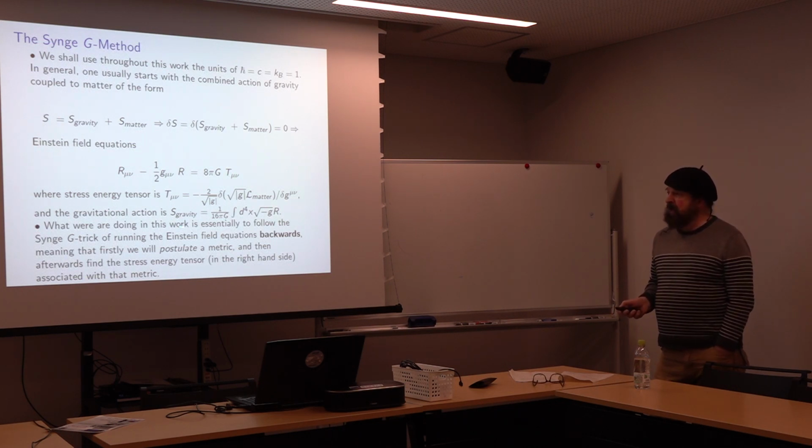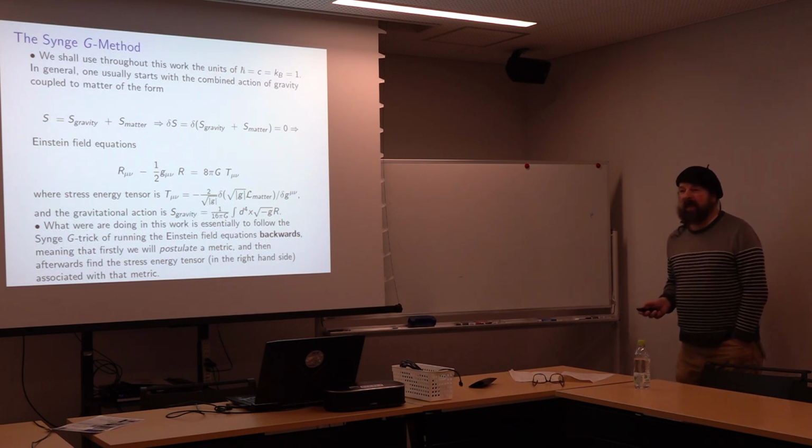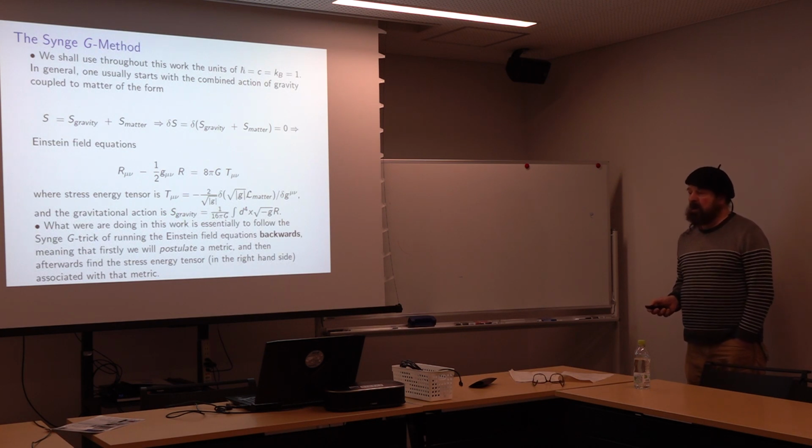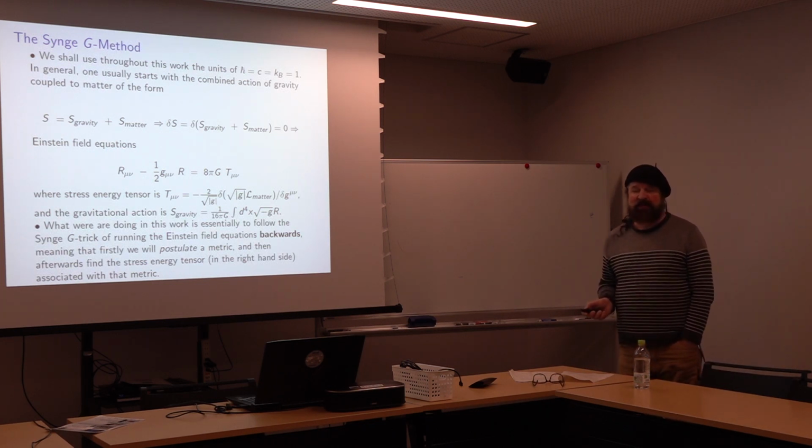Now, the Singh method is the opposite picture of the Einstein field equations. In the Singh trick, what we're going to do is run the Einstein field equations backwards. So in other words, we're going to postulate a metric. Once we know the metric, we are able to determine what the connection is and the curvature by taking ordinary derivatives. And then we're going to determine what the term in the right-hand side is. So we're doing it backwards.